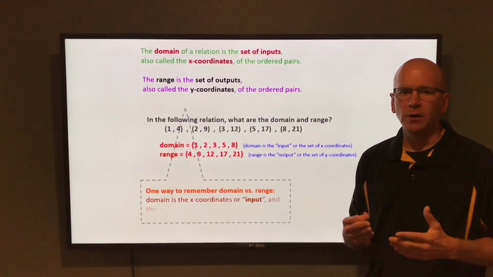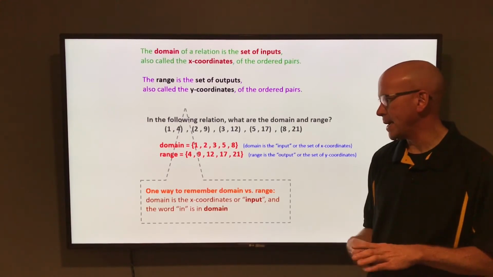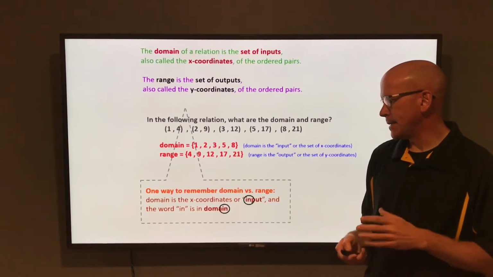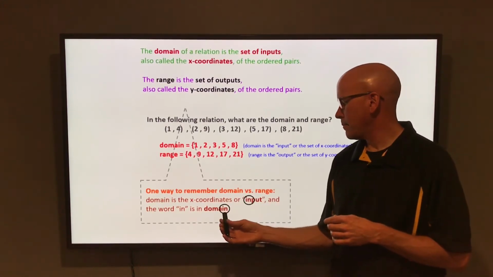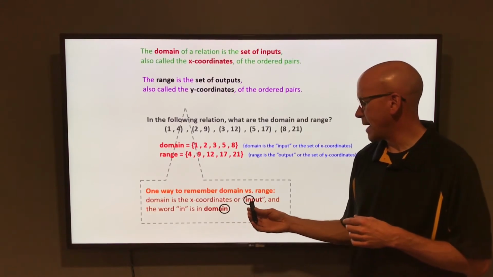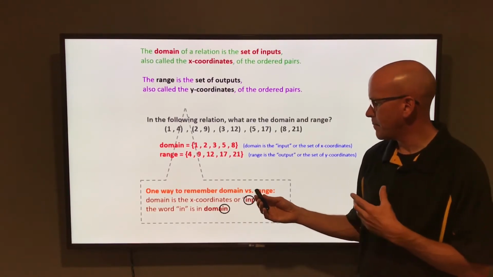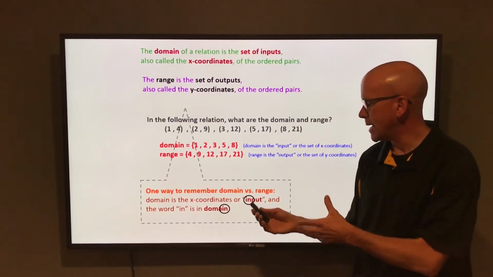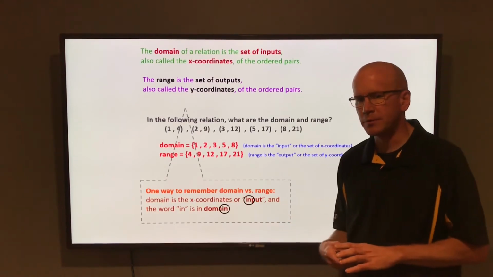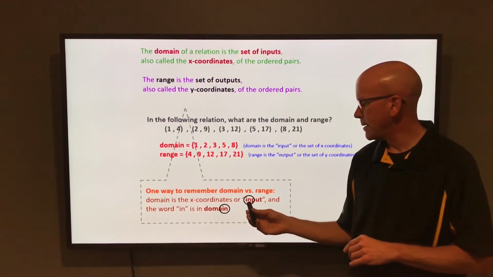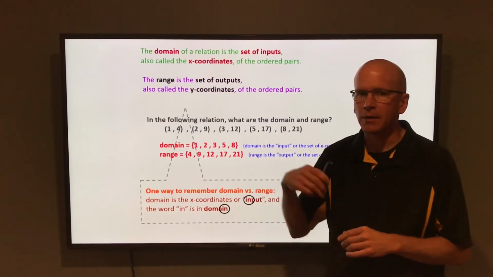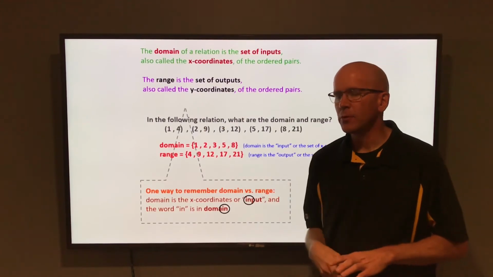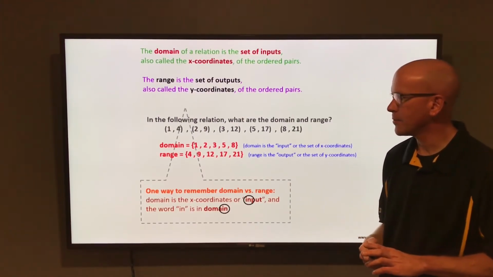People get confused on what the domain is versus the range. One simple way to remember the domain is that the word "in" is in both the word domain and the word input. So if you can relate that the X coordinates are the inputs, then you can also relate that the domain is the X coordinates, which is the inputs. So domain, input, X coordinates, those all mean the same thing. Remember that. Also the range, it's the outputs, also known as the Y coordinates. Always remember those things.